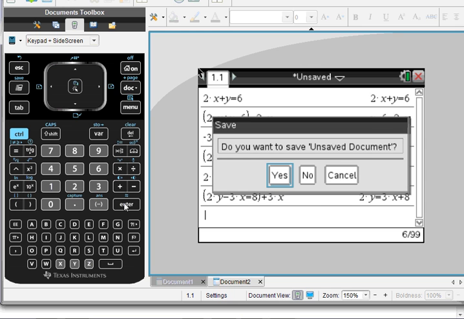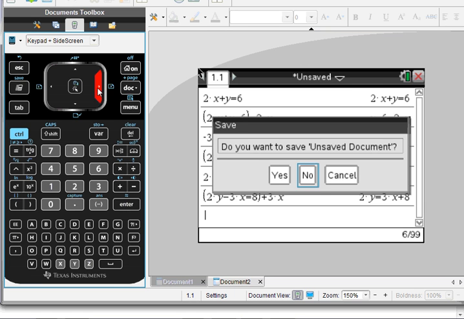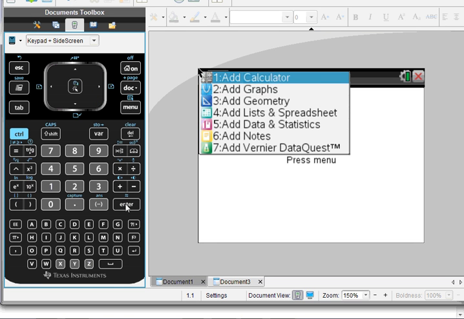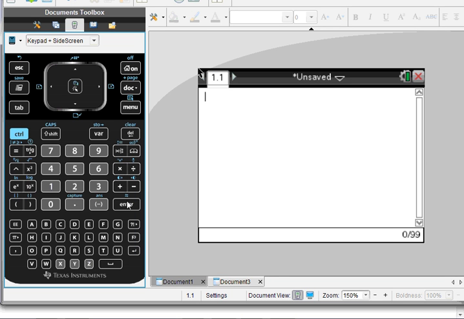And it says, hey, you have something out here. Do you want to save it? Nope. So when I press no here, you have to arrow over. Sometimes I forget and just press the buttons. And we are going to add a calculator. There. Now I have a clean page.